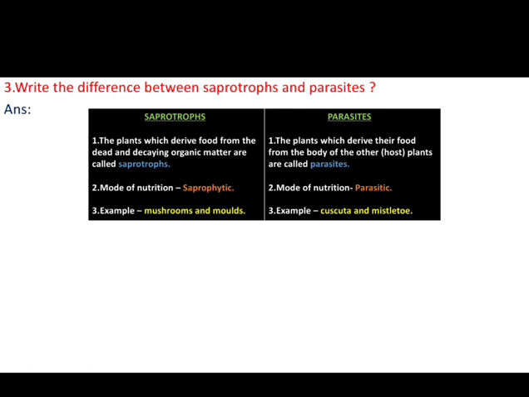Mode of nutrition for saprotrophs is saprophytic. Mode of nutrition for parasites is parasitic. Examples of saprotrophs, mushrooms and molds. Examples of parasites, cuscuta and mistletoe.